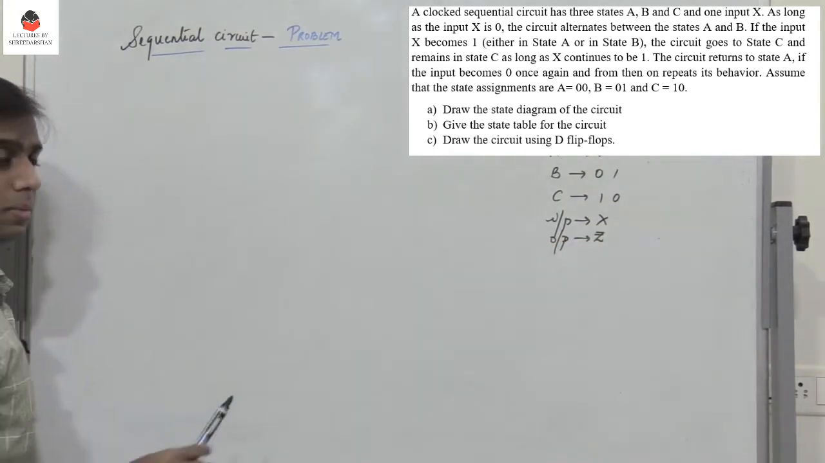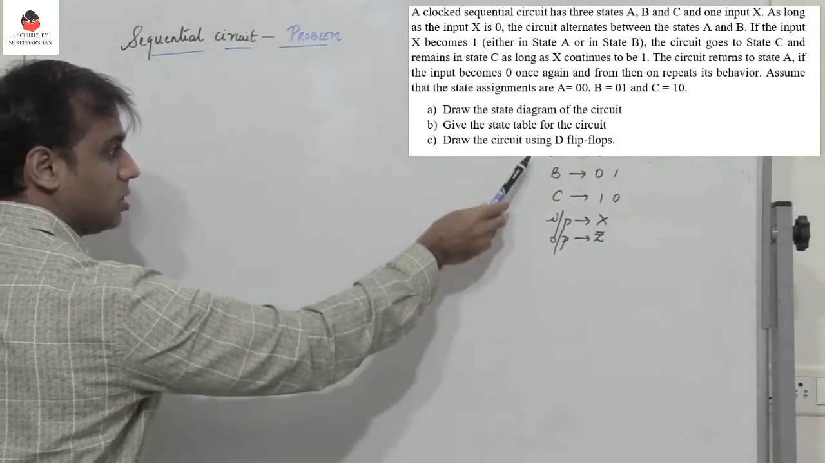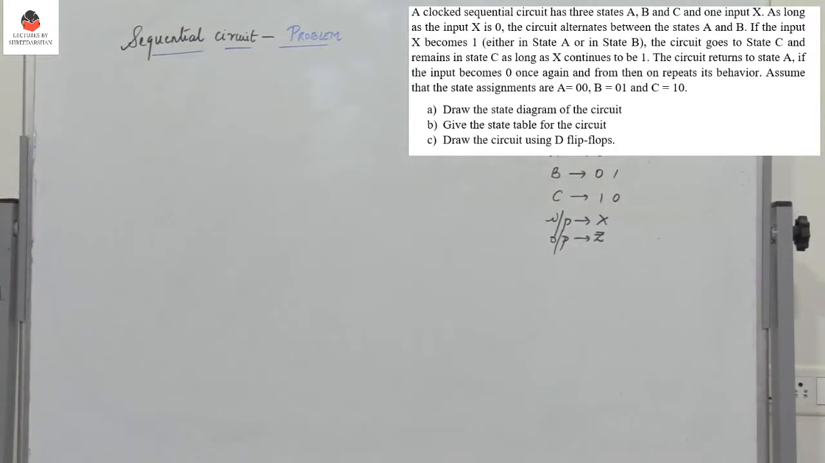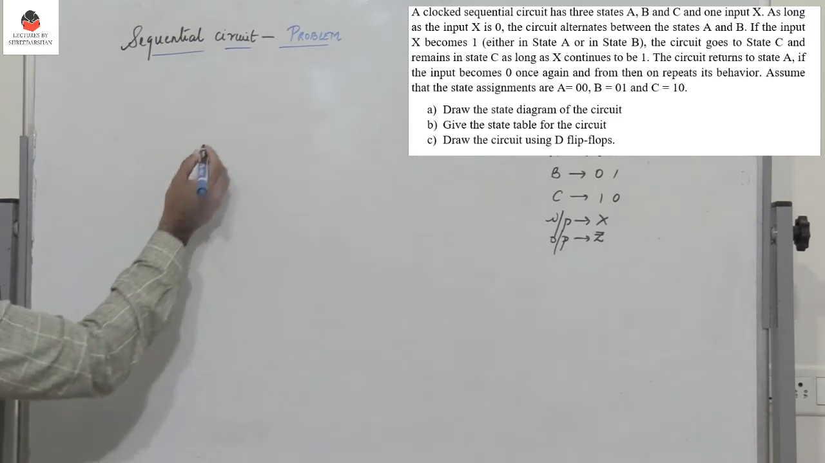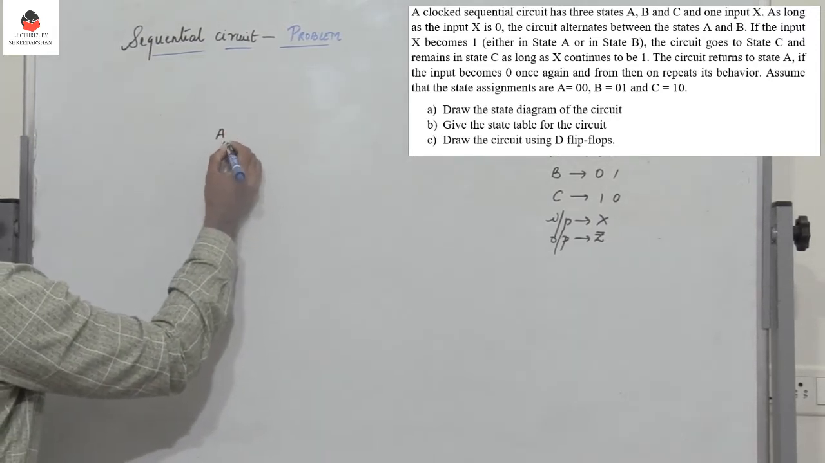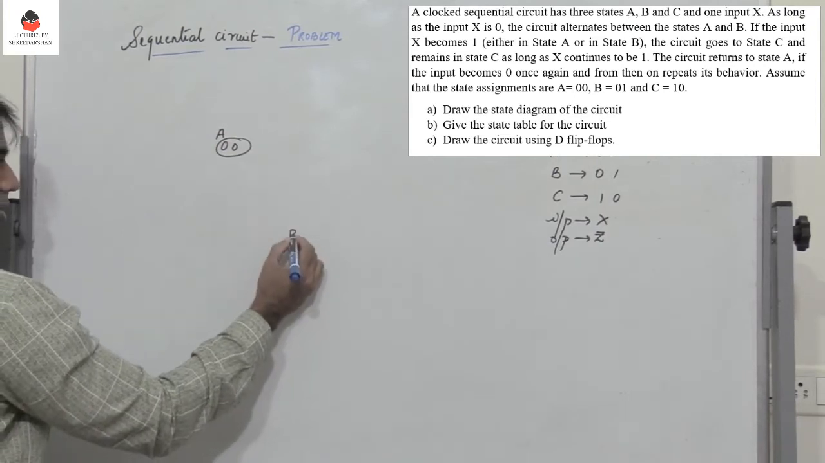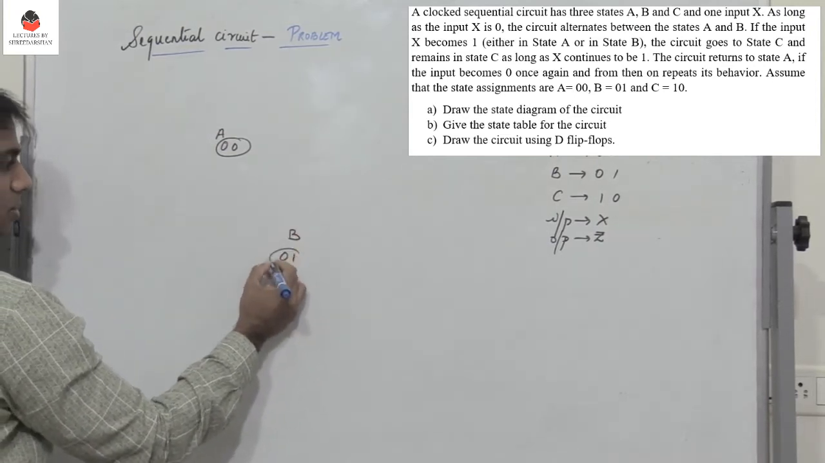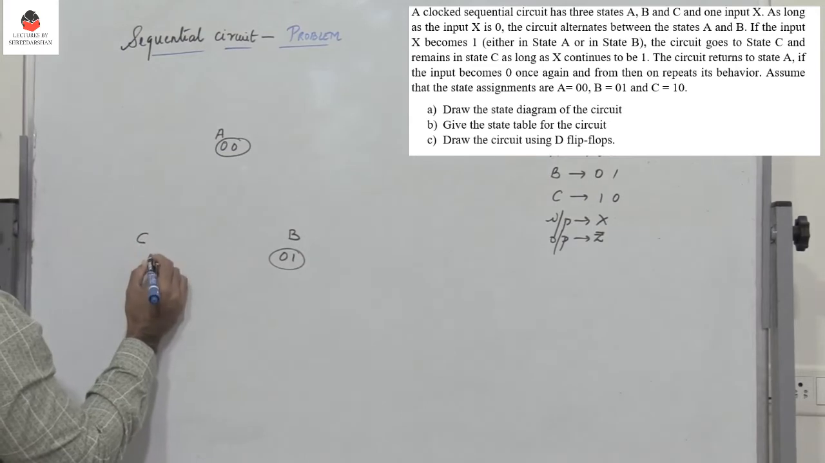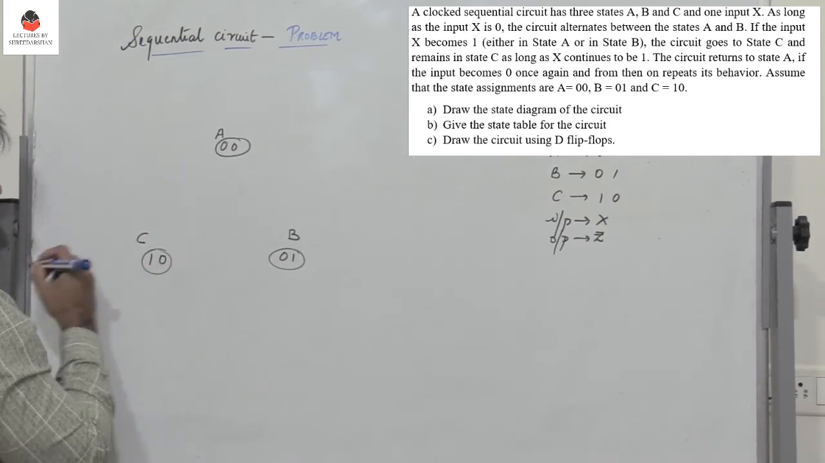The state assignments of the 3 states A, B, C are 0 0, 0 1 and 1 0, as given in the problem. So we have state A with the state assignment 0 0, state B with the state assignment 0 1 and C with the state assignment 1 0.